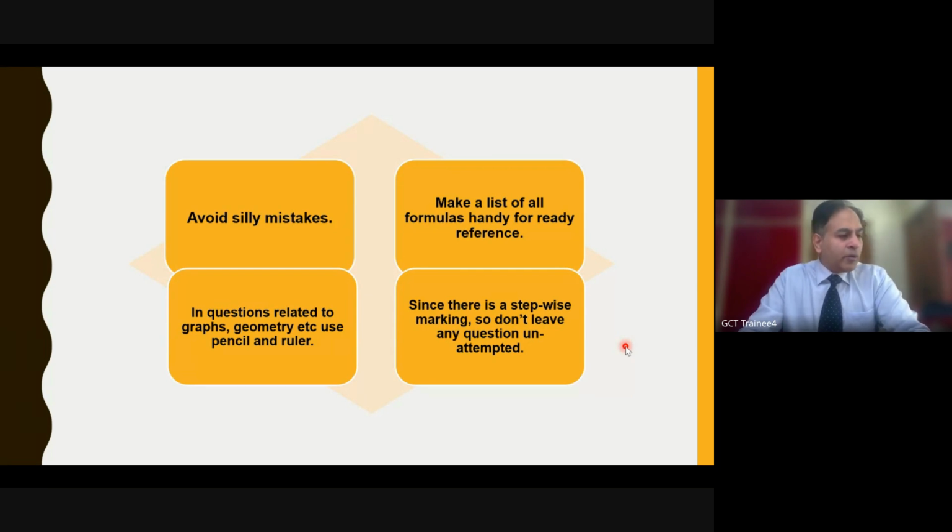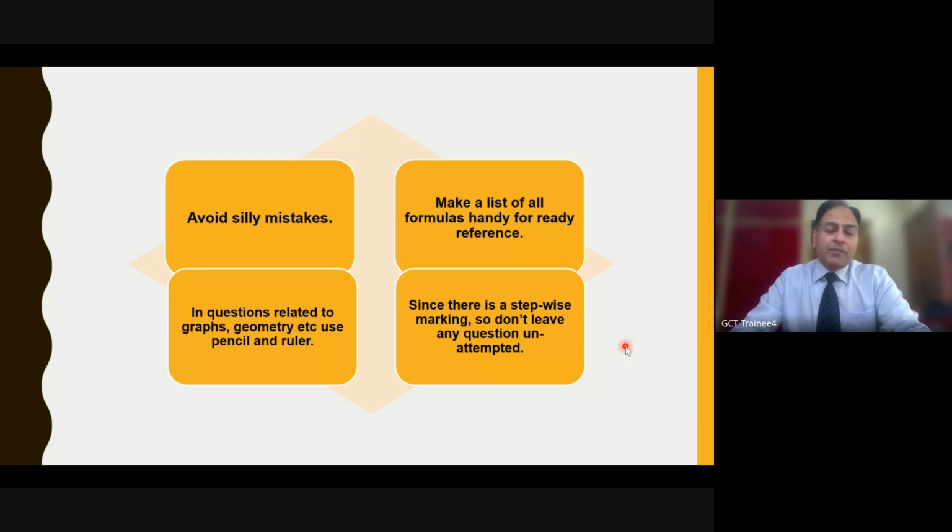Not a general problem with the handwriting. Yes, of course, if I'm a paper checker, I must be able to understand the writing by the student. That is important. If I am not able to understand the writing of the student, how can I give the marks to that student?